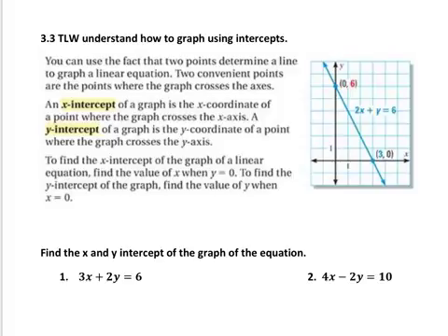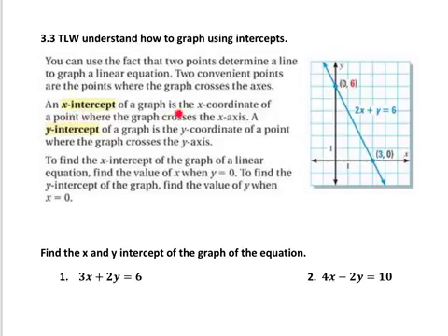Alright guys, today's goal is to understand how to graph using intercepts. Okay? So it says you can use the fact that 2 points determine a line to graph a linear equation. 2 convenient points are the points where the graph crosses the axis. So the y-axis and the x-axis.